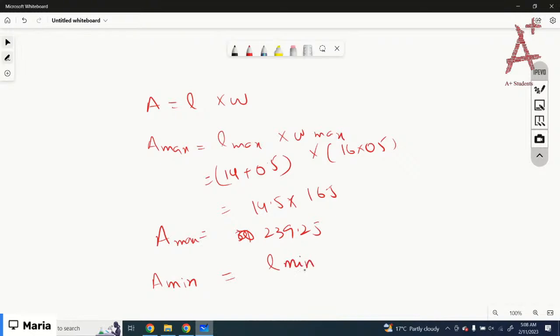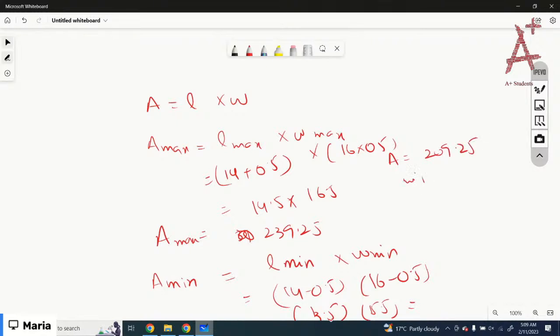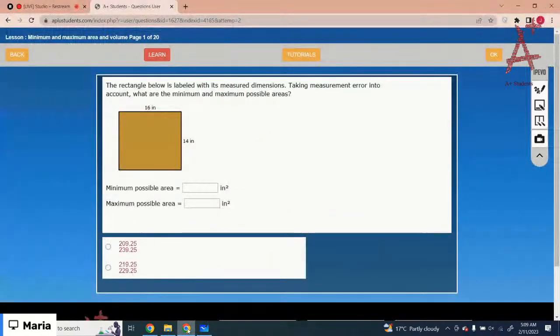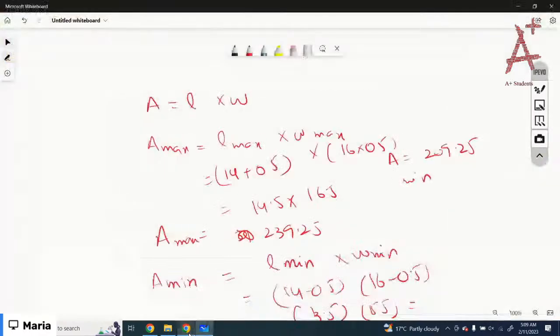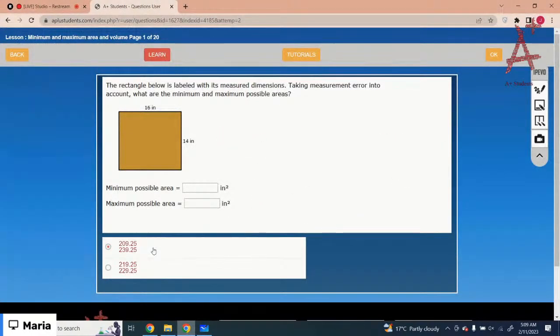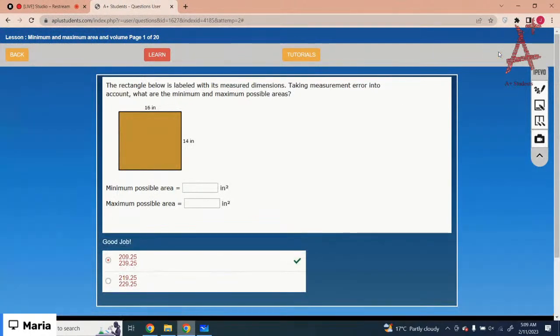So for the minimum area, you have to subtract 0.5 from both the values. Got it? It would be 14 minus 0.5 and then 16 minus 0.5. So 14 minus 0.5 is 13.5 and 16 minus 0.5 is 15.5. So just multiply and you'll get the minimum area. 13.5 times 15.5 is 209.25. Got it? That means the maximum area is 239.25 and the minimum is 209.25. So the first option is the correct option. Just select the correct option and click on the OK button.